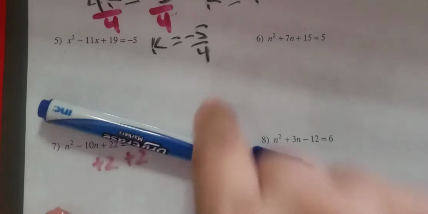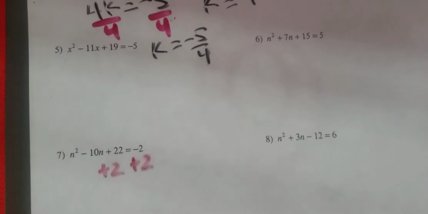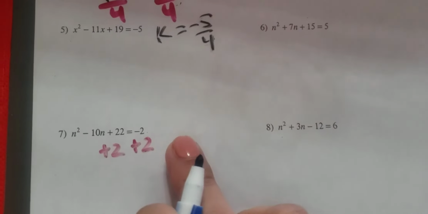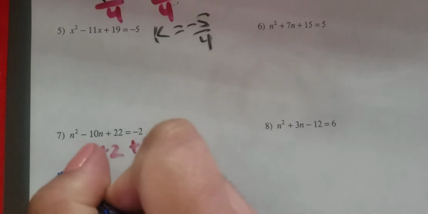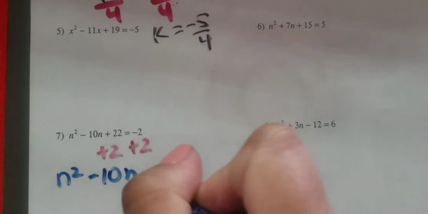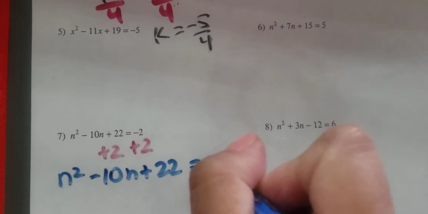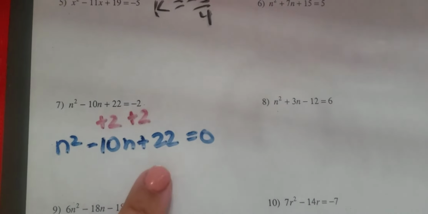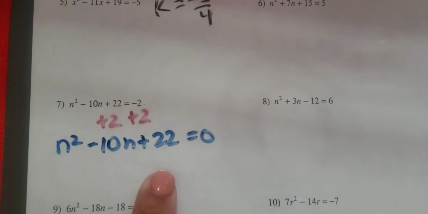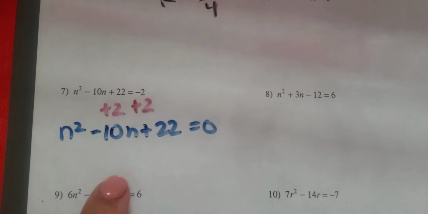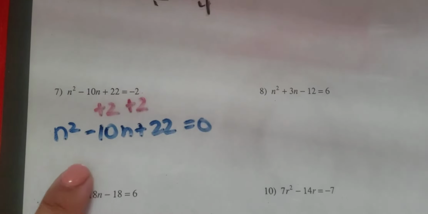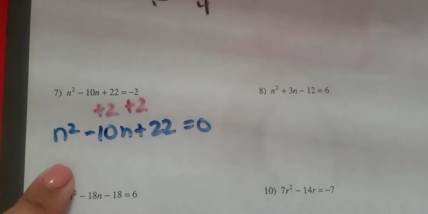In doing that, what would happen is the right side, those two constants will cancel out, and now you're left with n squared minus 10n plus 22 equals 0. And that's what you want. You want a quadratic equation, and you want to set it equal to 0. So now we actually have to factor it ourselves.